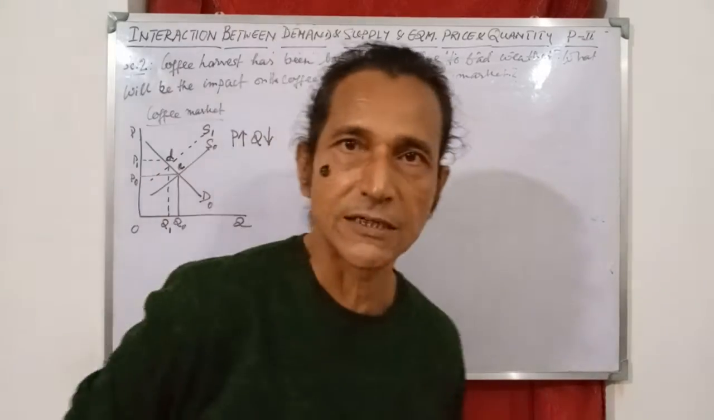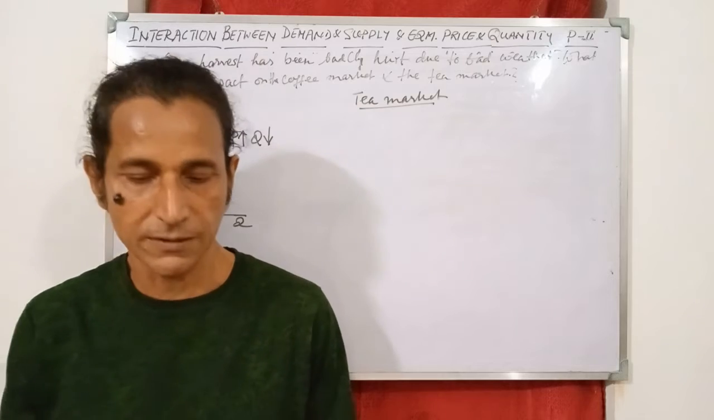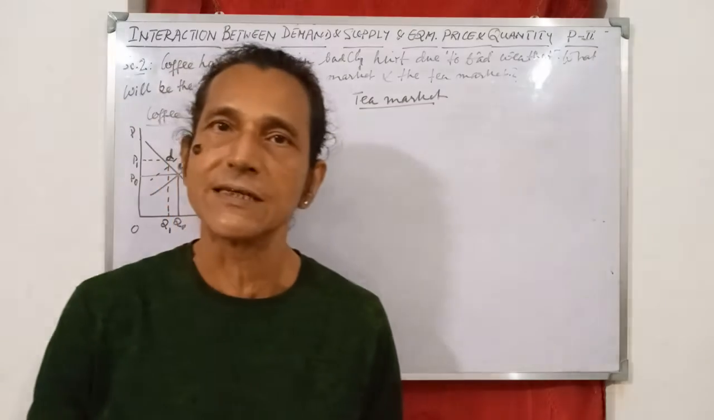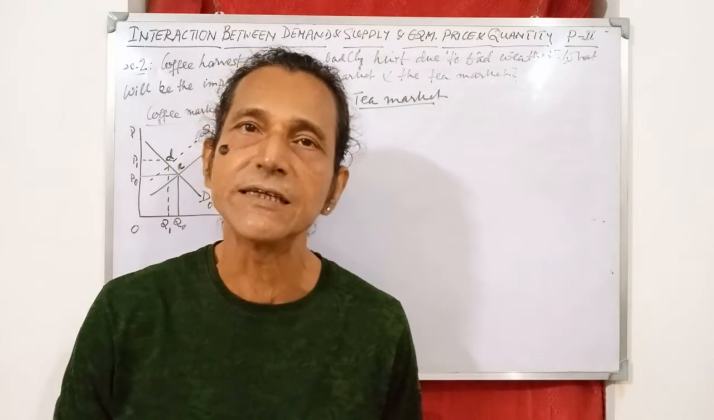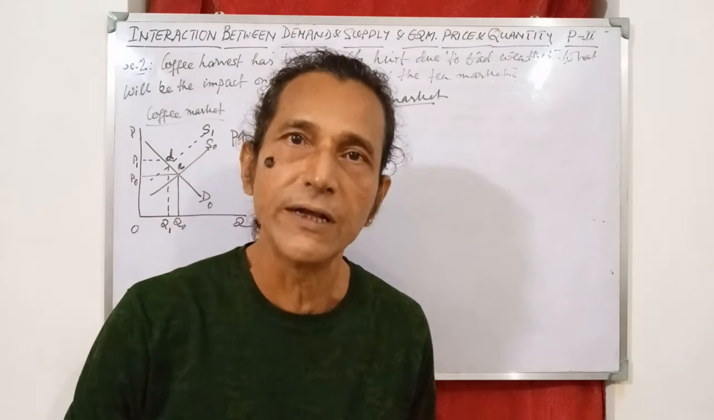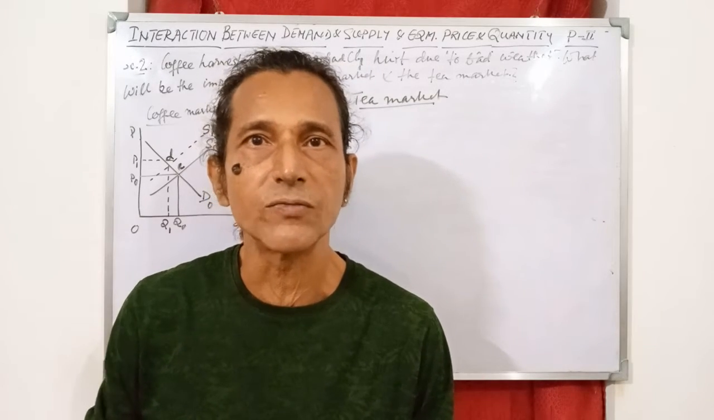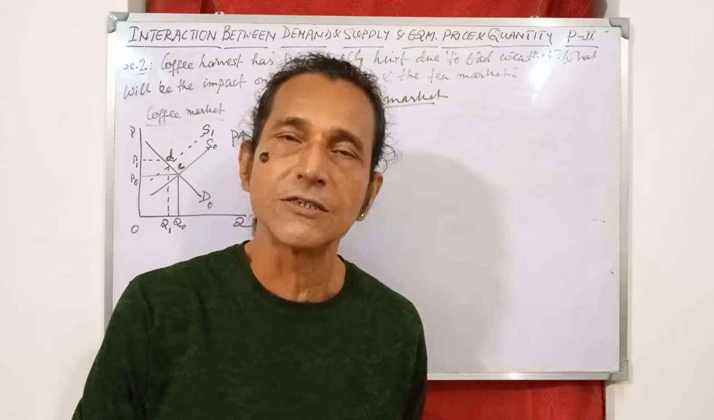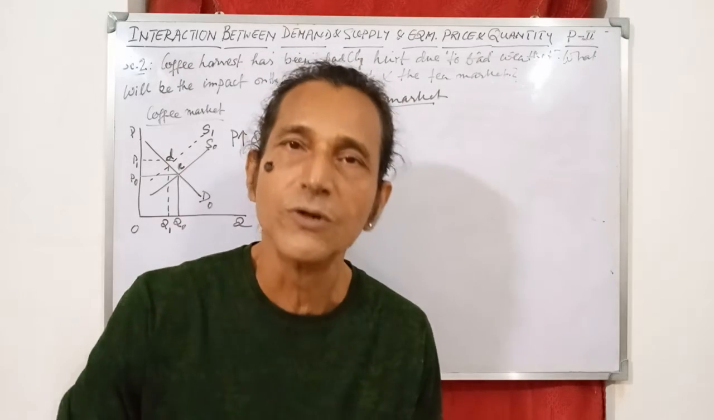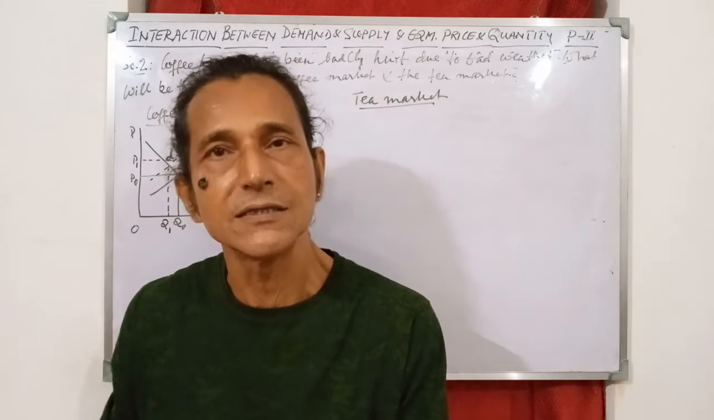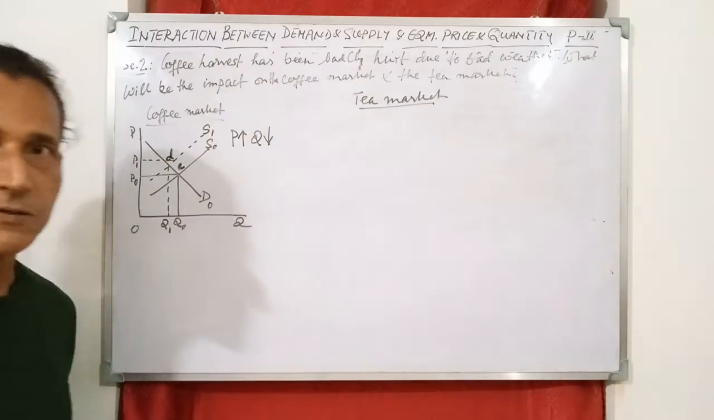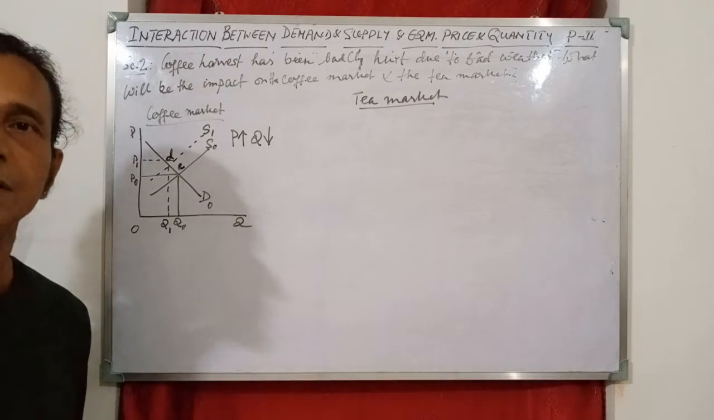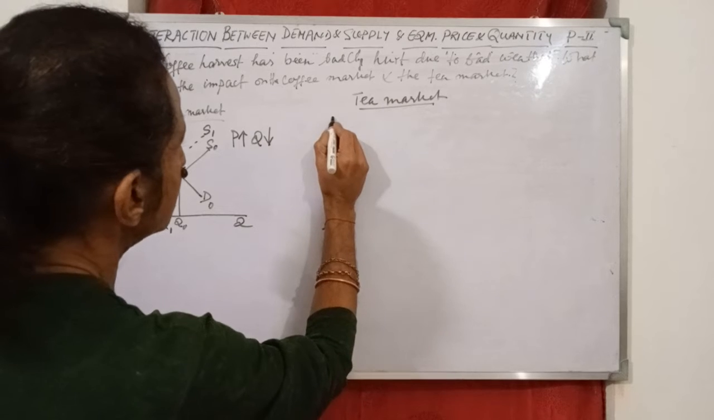Now come to tea market. We know that coffee and tea are substitute commodities, and in theory of demand we have learned that when two commodities are substitutes, then increase in price of one commodity will lead to increase in demand of the other commodity, and decrease in price of one commodity will lead to decrease in demand for the substitute commodity, and tea and coffee are substitutes. So as a result of increase in price of coffee, demand for tea will rise. We start with the assumption that the tea market is in equilibrium.